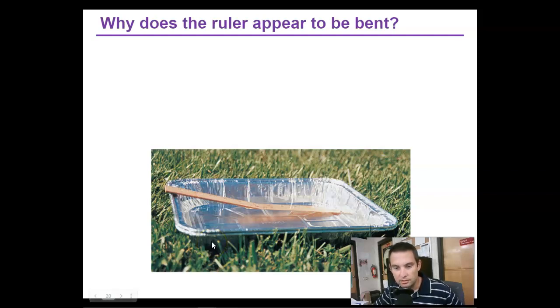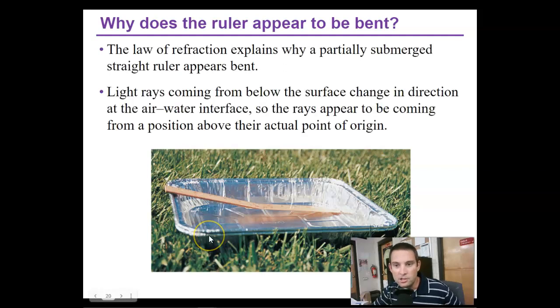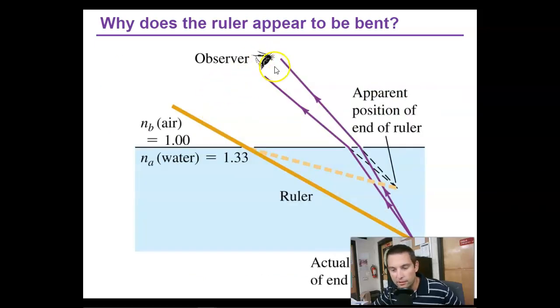Why does the ruler appear to be bent? The law of refraction explains why a partially submerged straight ruler appears bent. Light rays coming from below the surface change in direction at the air-water interface, so the rays appear to be coming from a position above their actual point of origin. So if we look from the observer, the eye, here's our boundary. Okay. So we have the incident ray coming in from the sunlight, hitting the ruler, coming back out, and now going from a more dense to a less dense material. So it is bent away from the normal.